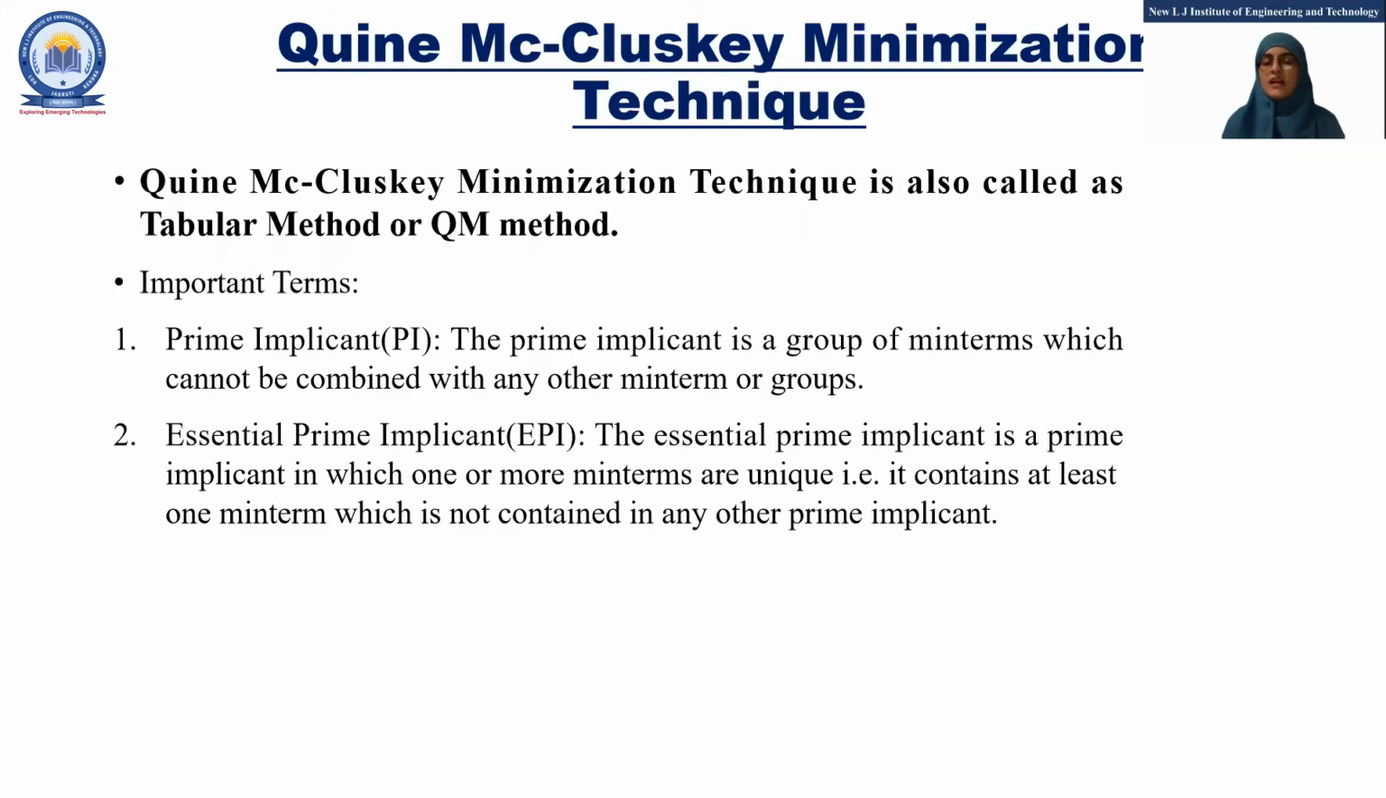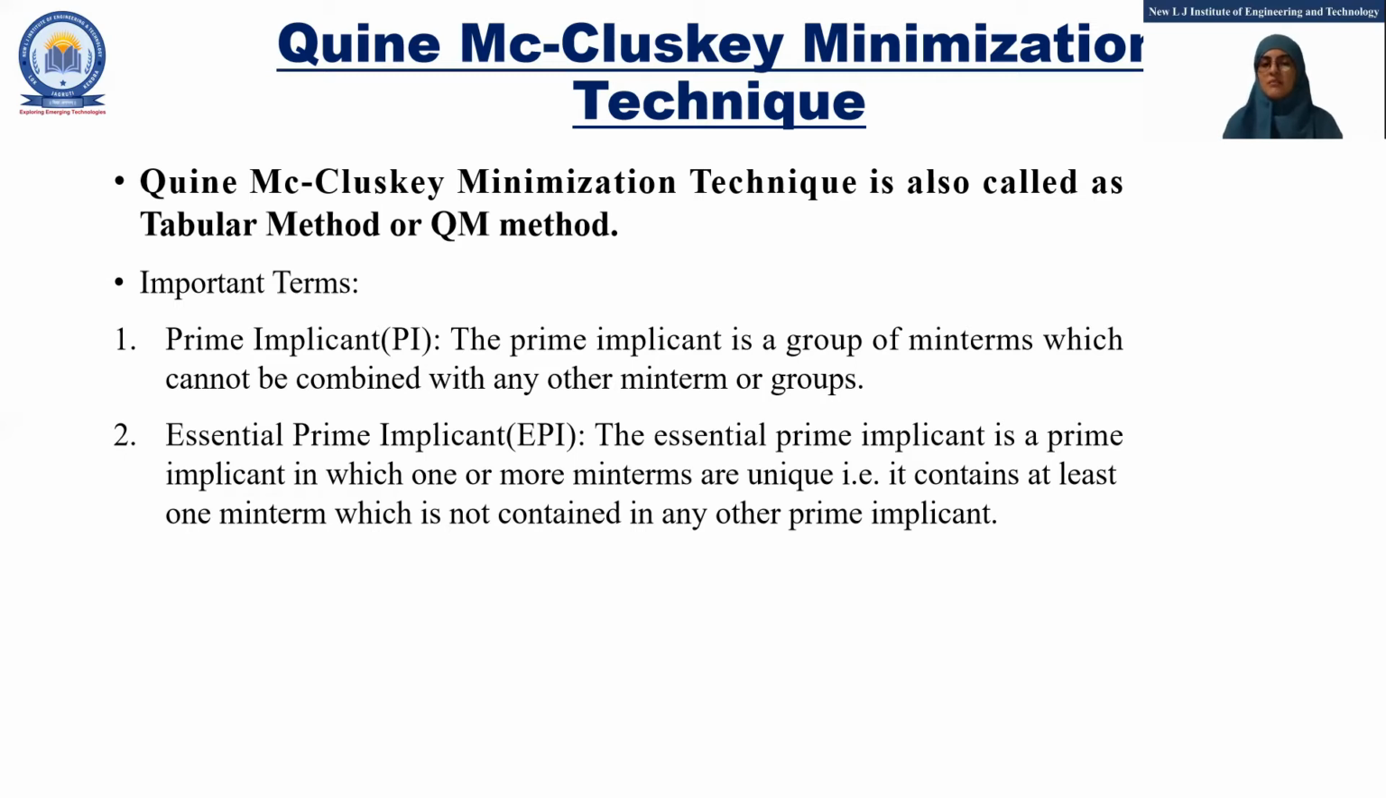The first method is the Quine-McCluskey minimization technique. It can be used for Boolean expression minimization. In this QM method, we have two important terms: prime implicant and essential prime implicant. A prime implicant is a group of min terms which cannot be combined with any other min term or groups. An essential prime implicant is a prime implicant in which one or more min terms are unique. In other words, it contains at least one min term which is not contained in any other prime implicant.